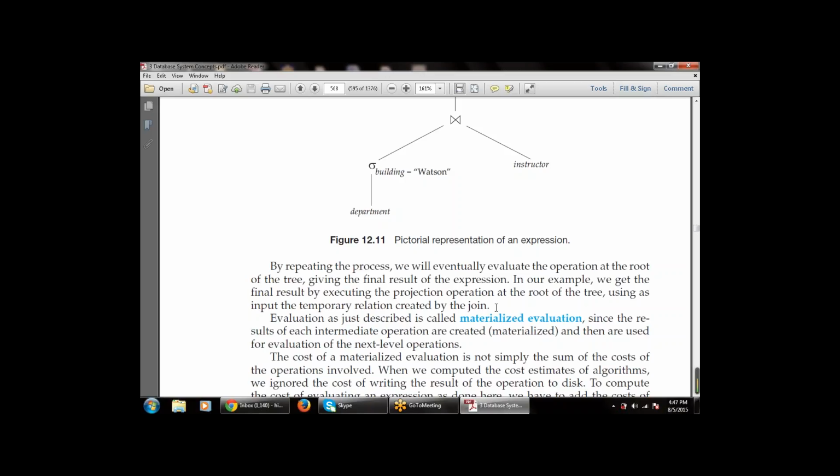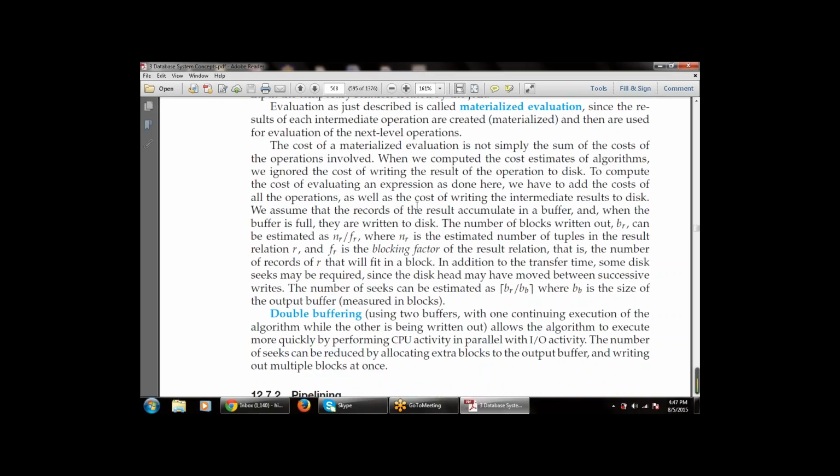This evaluation is described as a materialized evaluation, since the result of each intermediate operation is created and then used for the evaluation of the next level operation. The cost of a materialized evaluation is not simply the sum of the costs of the operations involved. There is also the cost of writing the intermediate results to the disk.